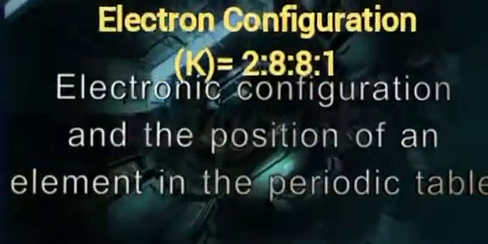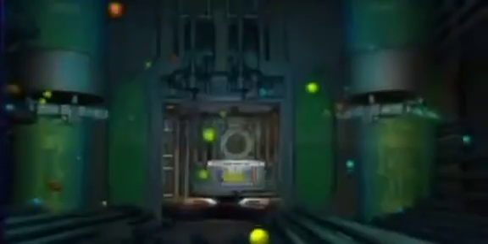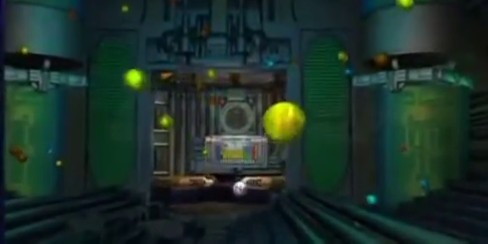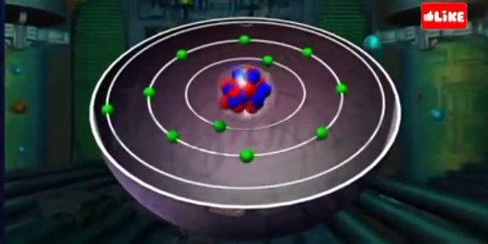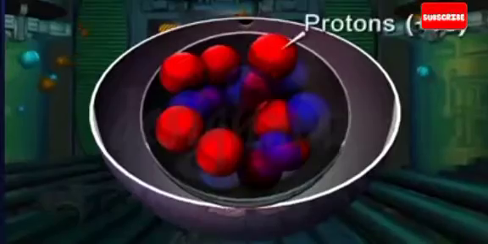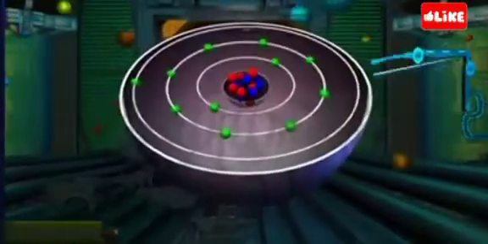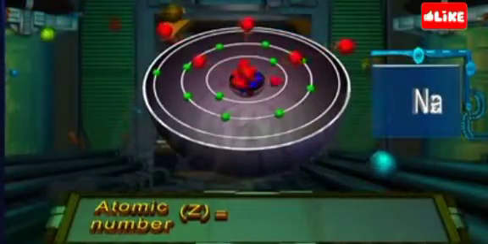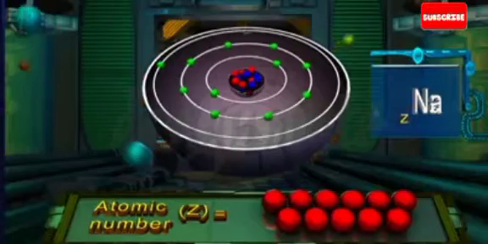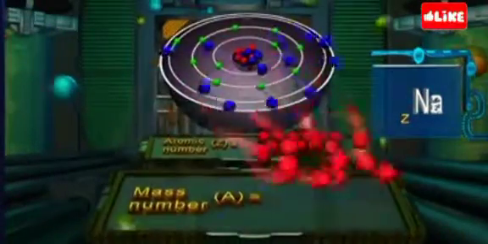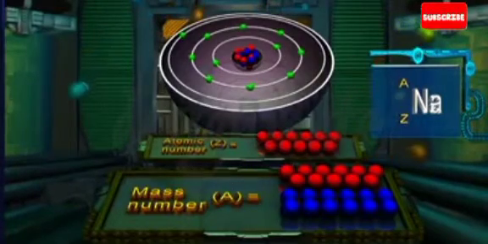Electronic configuration and the position of an element in the periodic table. We all know that an atom consists of a central part called the nucleus, which contains positively charged protons and electrically neutral neutrons. The number of protons in an atom is called its atomic number and is represented by Z, while the sum of its protons and neutrons is called its atomic mass number, which is represented by A.